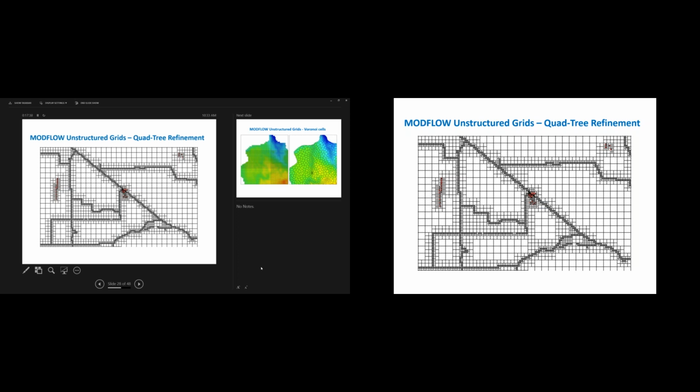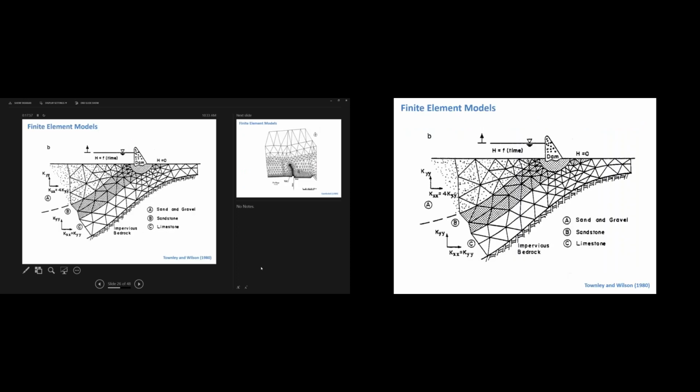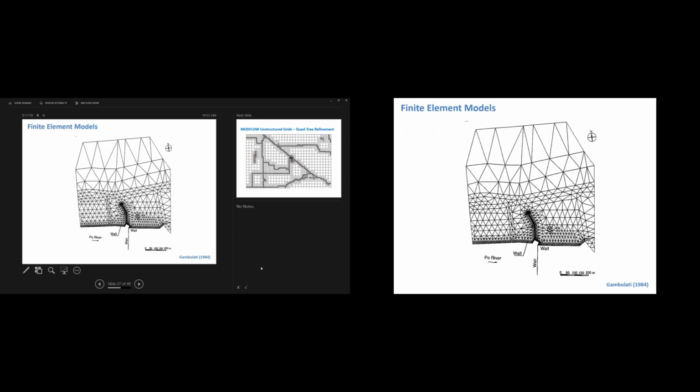Imagine that being a Ranney well. That's one way that we can zoom in locally and still have it in a regional model. Right. So that's one application that I can think of right off the bat for this. Yeah, that's going to be tricky. Or do you want to do the Ranney well with a finite element model?